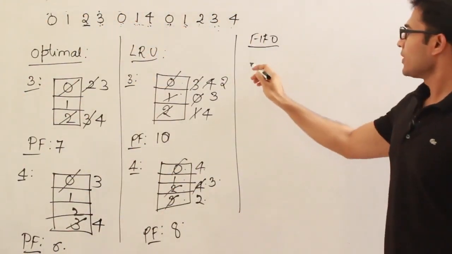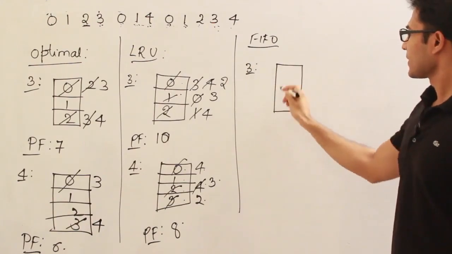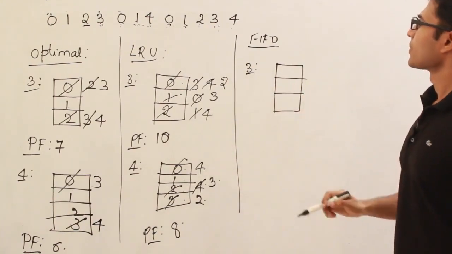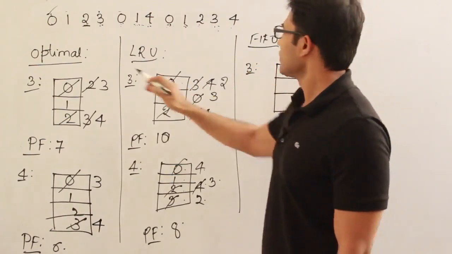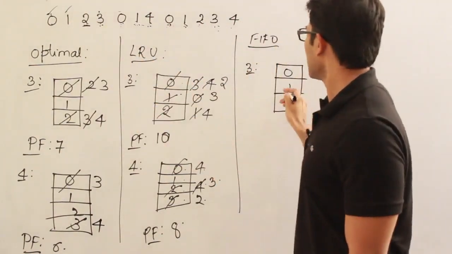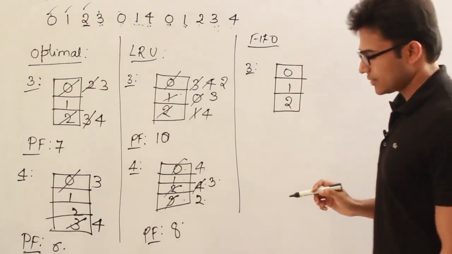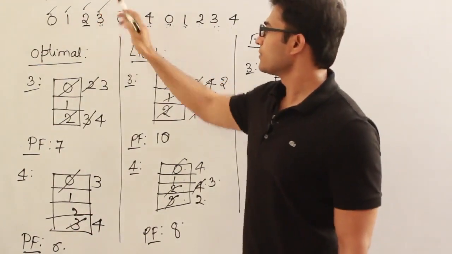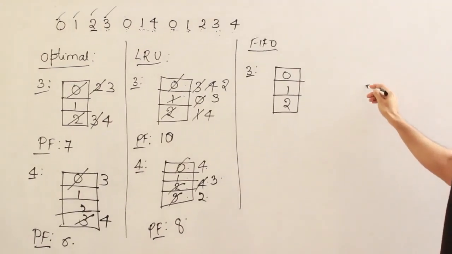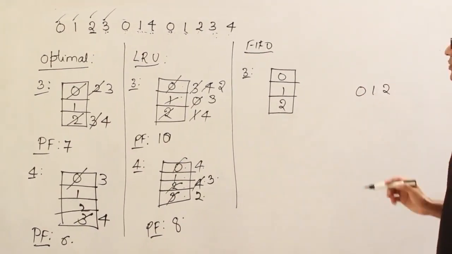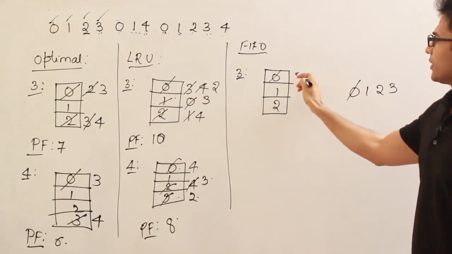Okay, now if I use 3 frames using FIFO, what happens is, 0 is referred, yes, loaded. 1 is referred, loaded. 2 is referred, yes, loaded. And next one, I am referring 3. So which one will be replaced? Now this one will maintain a queue, right? So 0, 1, 2 are in the queue. Now if I want 3, 0 will be replaced and 3 will be added, right?